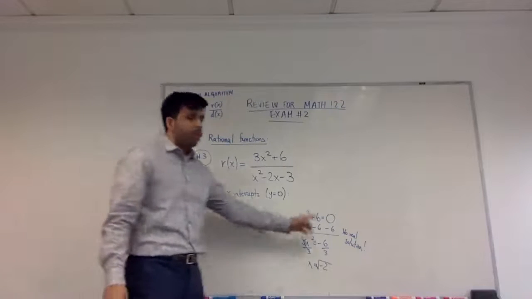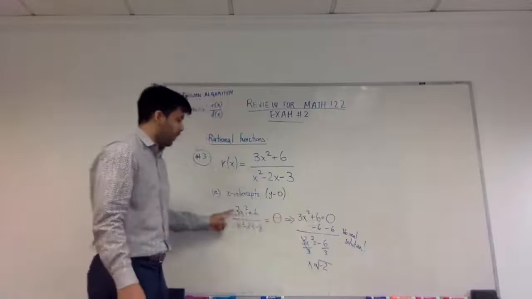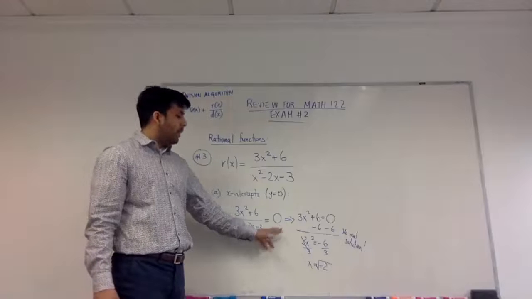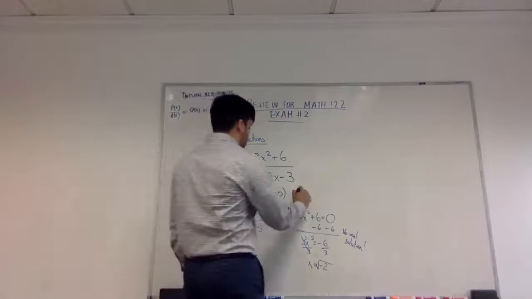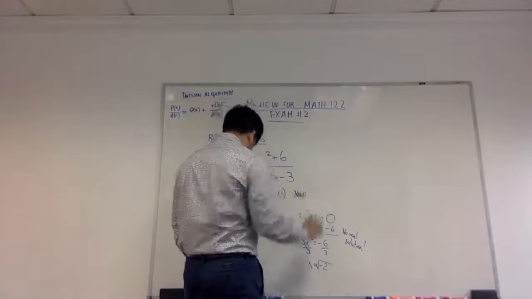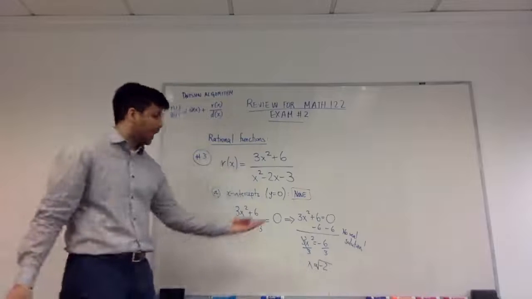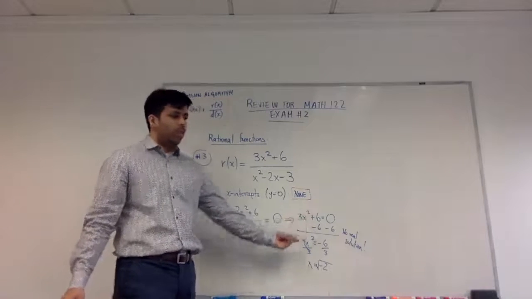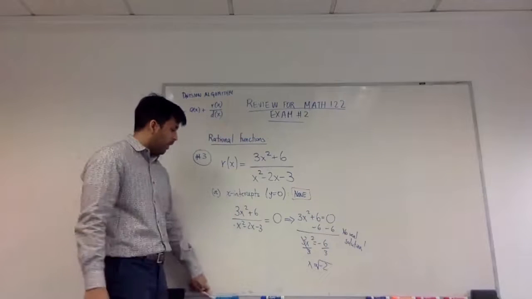Since there's no real solution to this equation, and this equation comes from my numerator, meaning that my rational function can never equal 0, that means that I have no x-intercepts. So the x-intercepts are actually none. I have none because I can't solve this x value. I can't solve this using real numbers. I would have to use complex numbers, but we're not dealing with that.